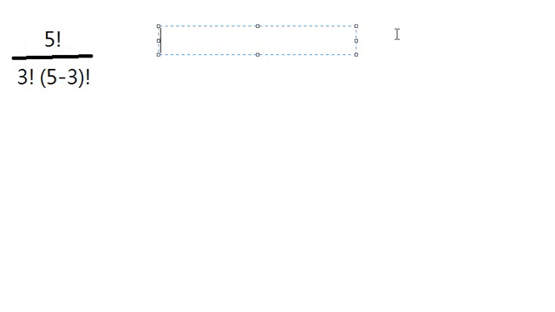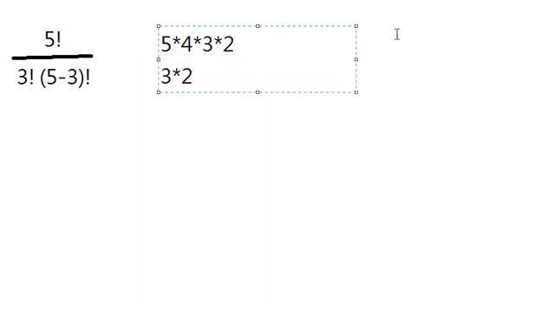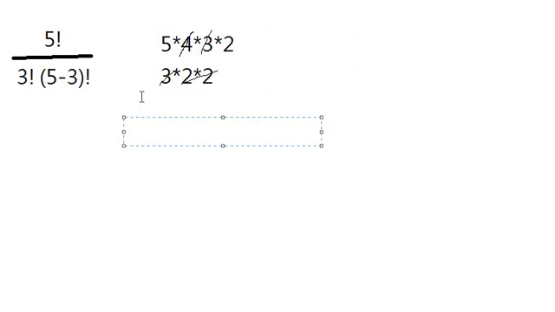If you put them into their factor form, 5 times 4 times 3 times 2 over 3 times 2, then multiply by 5 minus 3 is 2 factorial, which is only 2. The one I removed just for simplicity, and you can do some cancelling, so 3 cancels out 3, and 2 times 2 is 4, cancels out 4, so you get 5 times 2 is 10. So the answer is 10.